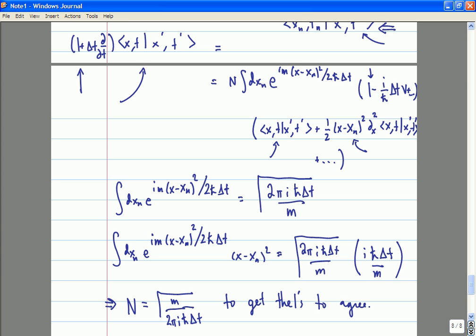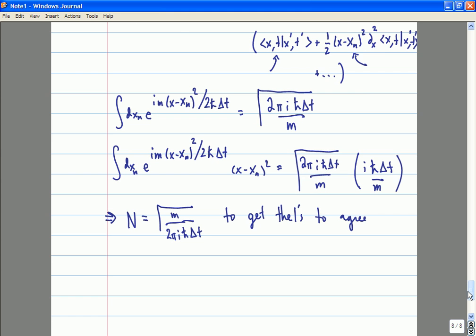That's just comparing the normalization of the wave function on the two different sides of this equation. So we should consider that just as part of the definition of the path integral. Now let's look at the terms in this equation that are linear in delta t. On the right-hand side, let's rewrite this term up here.